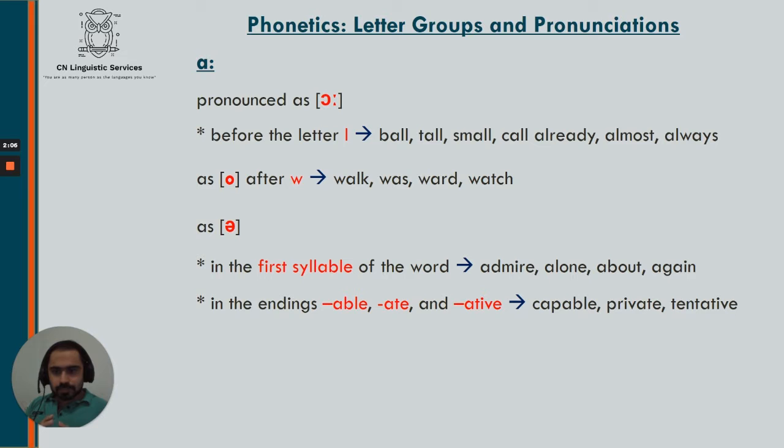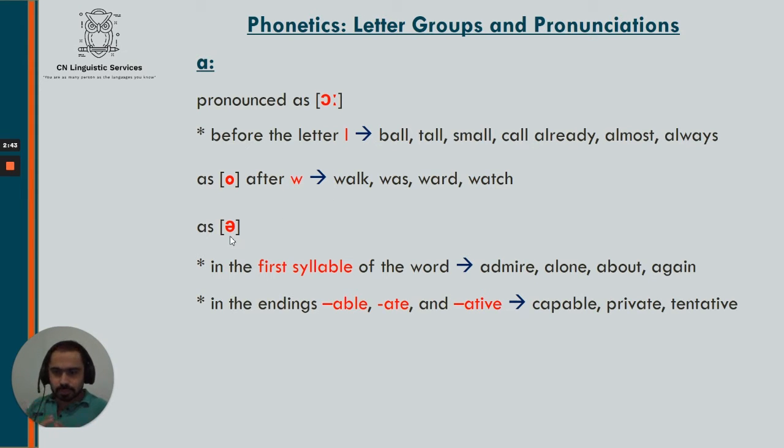The second one is also the sound O, but here it's the short version, a shorter O. So when do I pronounce it? If A comes after W in a word, like walk, was, word, watch. Walk, was, word, watch, short O.